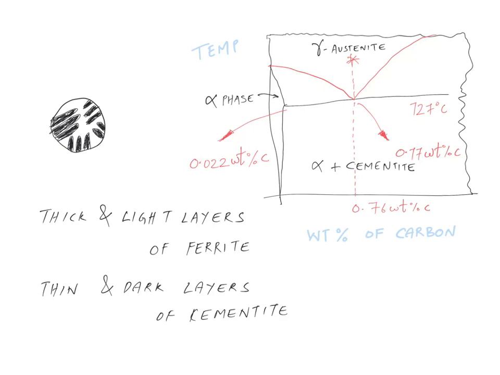Now talking about the mechanical properties, but before that, this particular microstructure is called the pearlite microstructure. It is called pearlite because in appearance it looks like mother of pearl. Now talking about the mechanical properties of alpha ferrite and cementite: alpha ferrite, we have already discussed, is very soft and ductile, and cementite is very hard and brittle. So the mechanical properties of an alloy with a pearlitic microstructure will be in between these two.